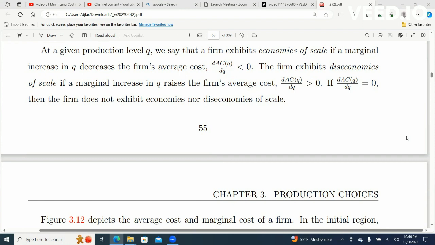So we have average cost, and the derivative of that with respect to Q is the change in average cost with respect to Q. These things should not be hard, but it can be difficult to interpret. At a given production level Q, we say the firm exhibits economies of scale if a marginal increase in Q decreases the firm's average cost. I guess what they're saying is the derivative is less than zero. It's always kind of both in math. We should understand, but as a backup plan, we could simply memorize the definition.